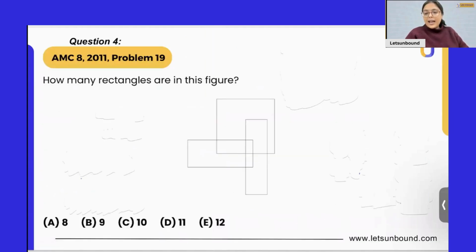Very simple, and we just have to do the observation. How many rectangles are in this figure? So let's start counting the number of rectangles. All right.